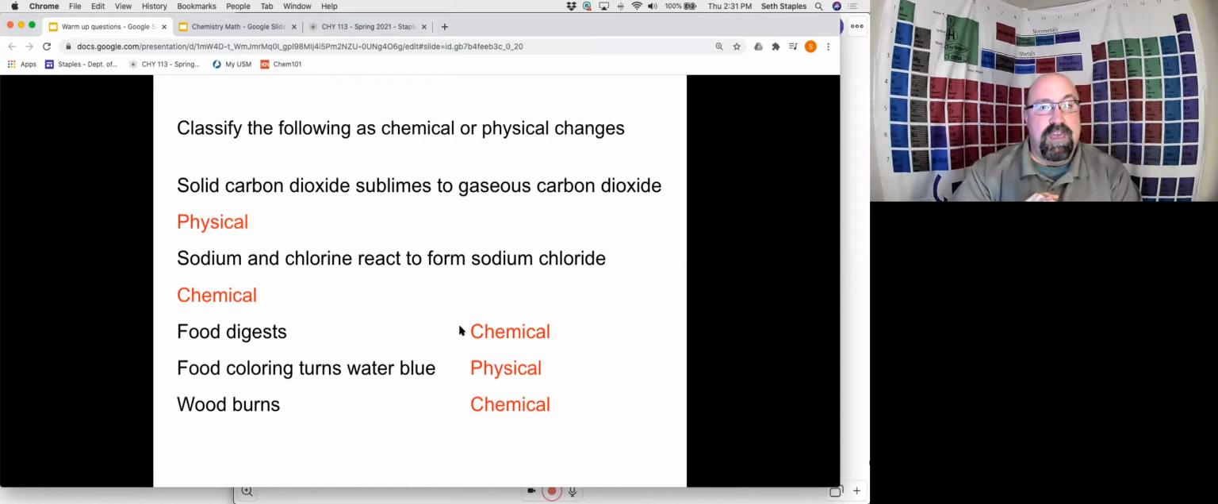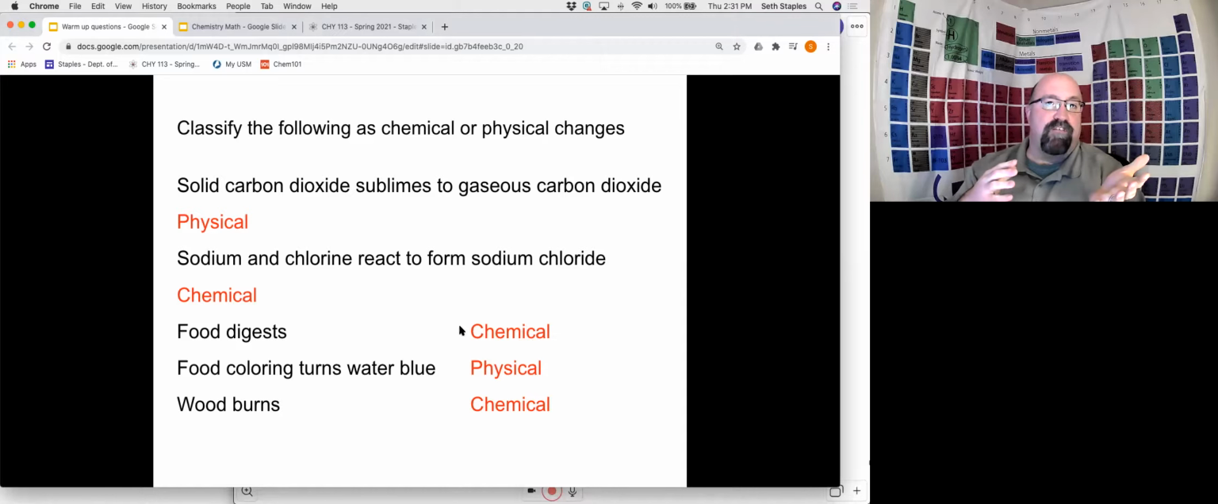If sodium and chlorine react to form sodium chloride, then we start with two different things. We're starting with sodium and chlorine. We're ending with sodium chloride, something new. Something new is a hallmark of a chemical change.